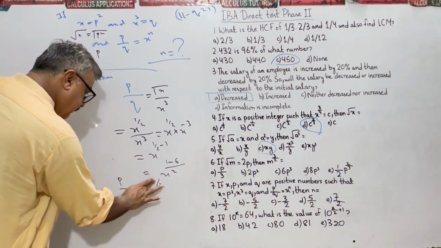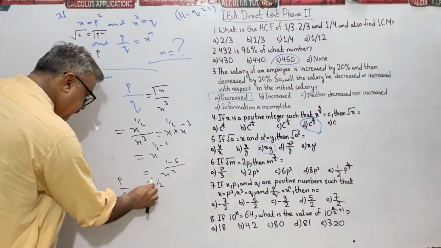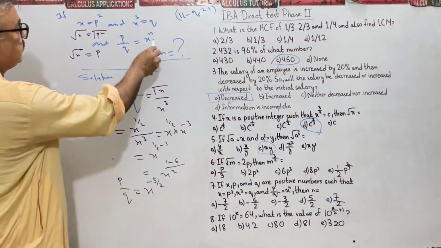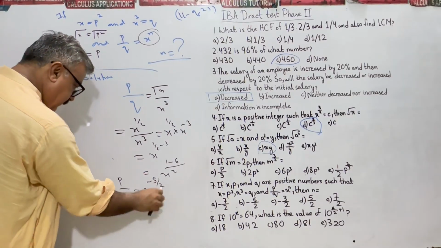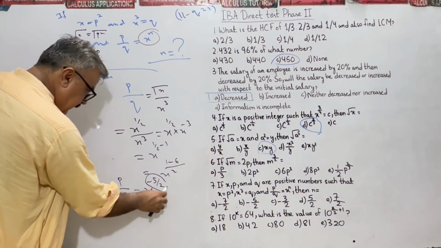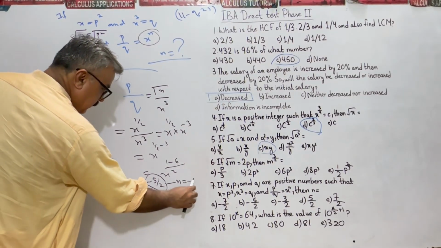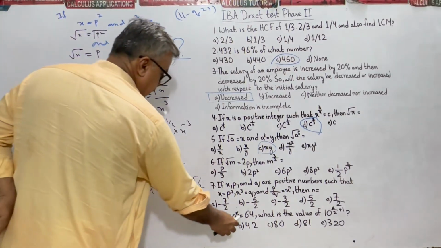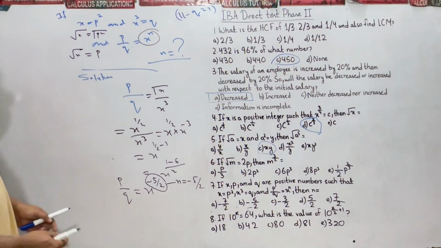x raised minus 5 over 2. Here, the value of n for us is what? What is the power of x? It's n. So our n is equal to minus 5 over 2. Option number B is the right option in that case.